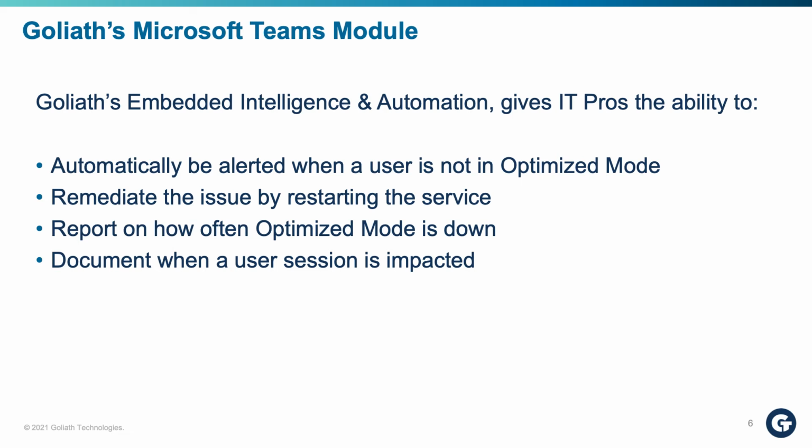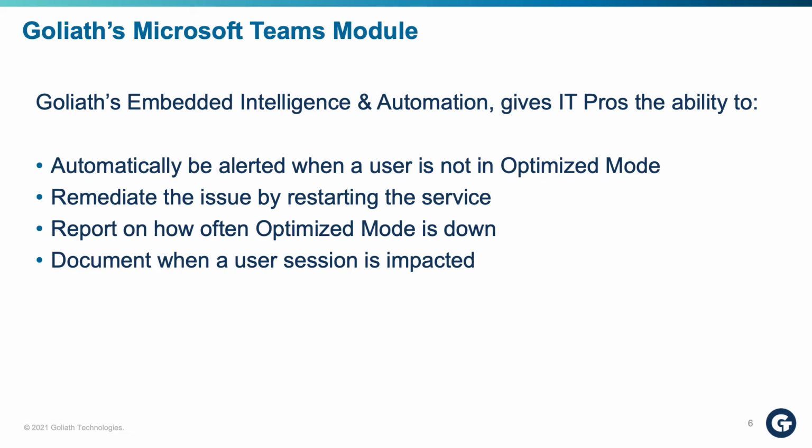It's because of this feedback and our ongoing product work, where we're constantly adding embedded intelligence into the product, that we just released our Microsoft Teams module. So with our embedded intelligence and automation, we are going to automatically look to see if each of your users are in optimized mode. If not, we'll alert you when they're out of optimized mode. We'll automatically restart the service so users are not even impacted. Then you can report on this so that you can see how often these issues do arise. And we can also show you documentation within the user session. I'll show you a screenshot in a minute if they ever fell out of optimized mode.